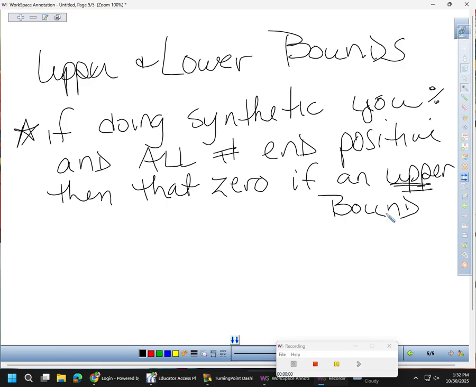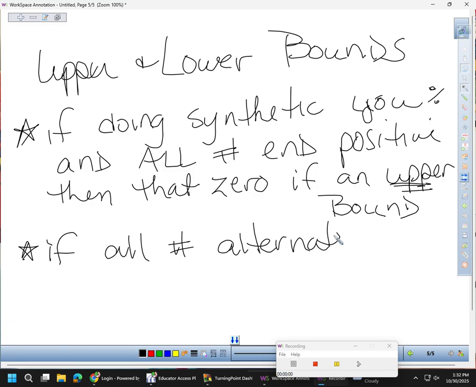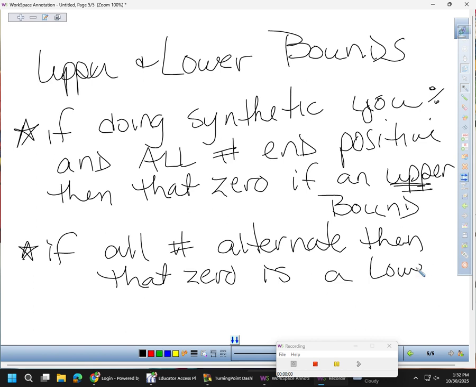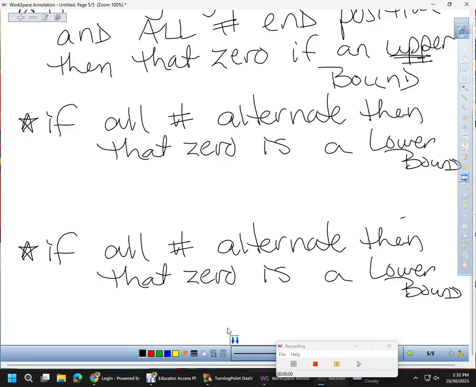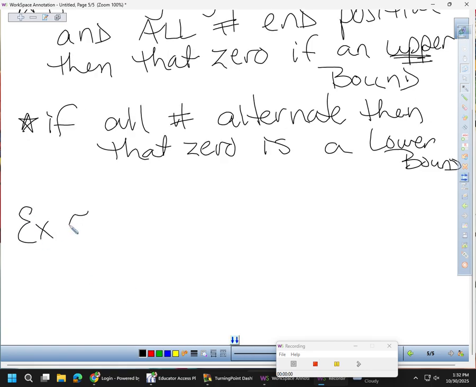Okay? If all numbers alternate, then that zero is a lower bound. So let me tell you what I mean. All right, here is example number 5, right? Example 5. This covers your 37 through 43.